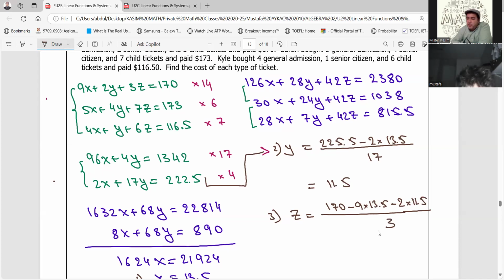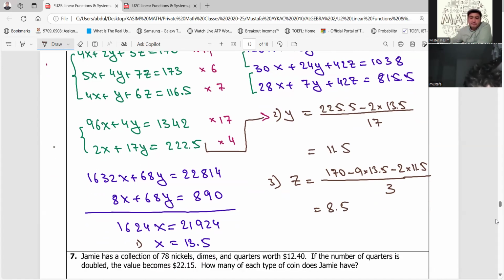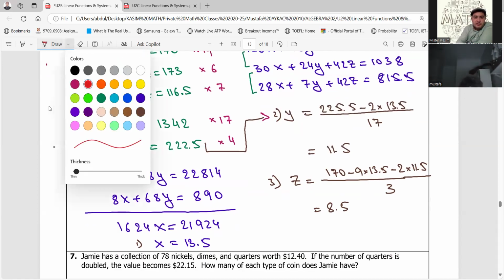So you understand everything I'm doing here, right? Just isolating. That's why before algebra 2, you should know how to solve linear equations really well so that you can learn better. So at the top, 170 minus 9 times 13.5 minus 121.5. What is the value of z? It is 8.5.